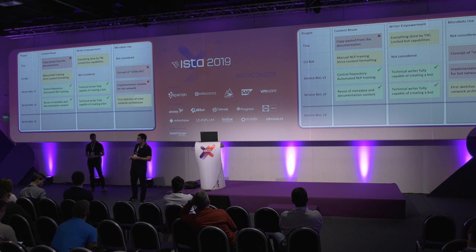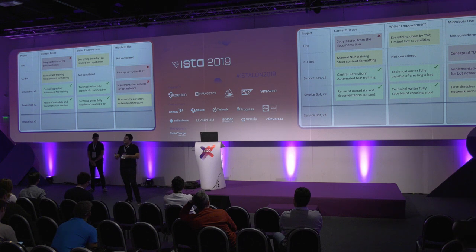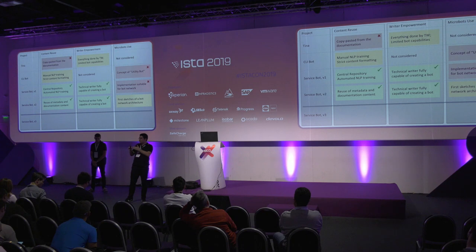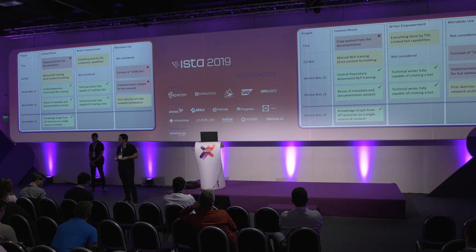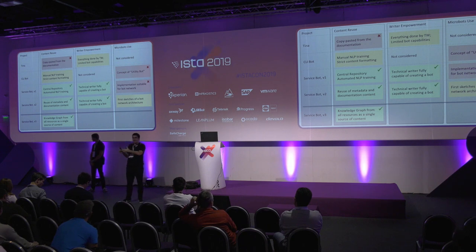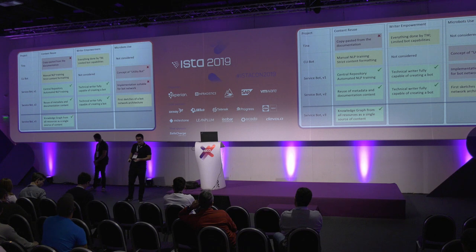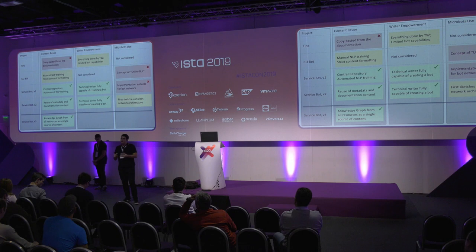In terms of content reuse, we want to make sure that we use all of the content we have available to us, not just specific parts of it. So for that, we want to have a single data source that the chatbot will use exclusively for its data. To achieve this, we're building something like a knowledge graph from all of our available resources. And the idea is that the chatbot will traverse that graph in order to pick the best answer to a user query.